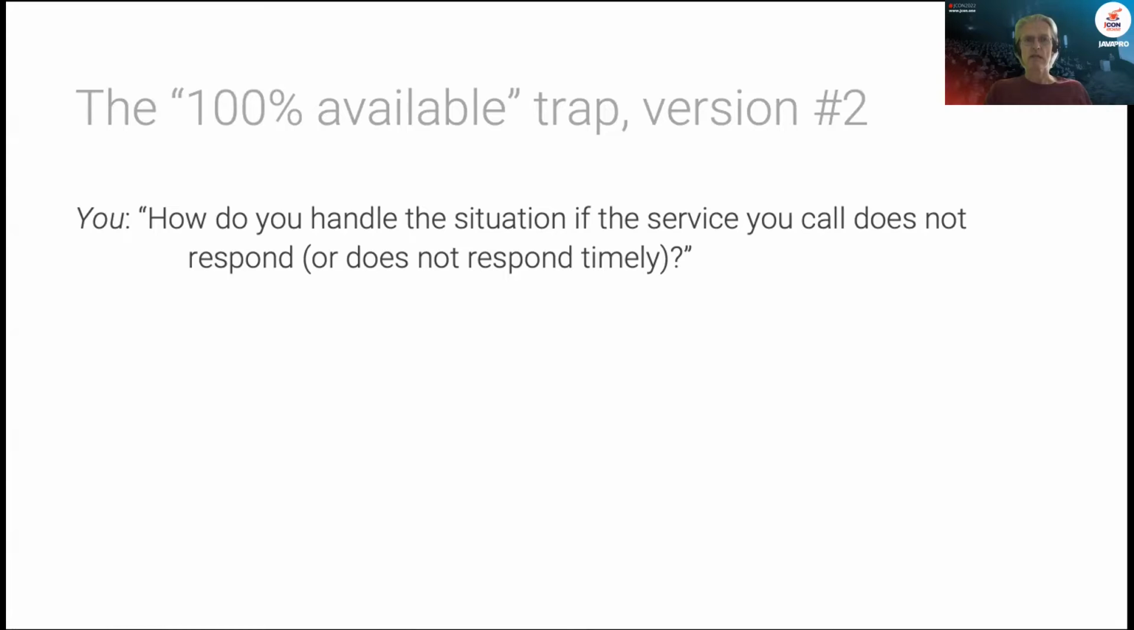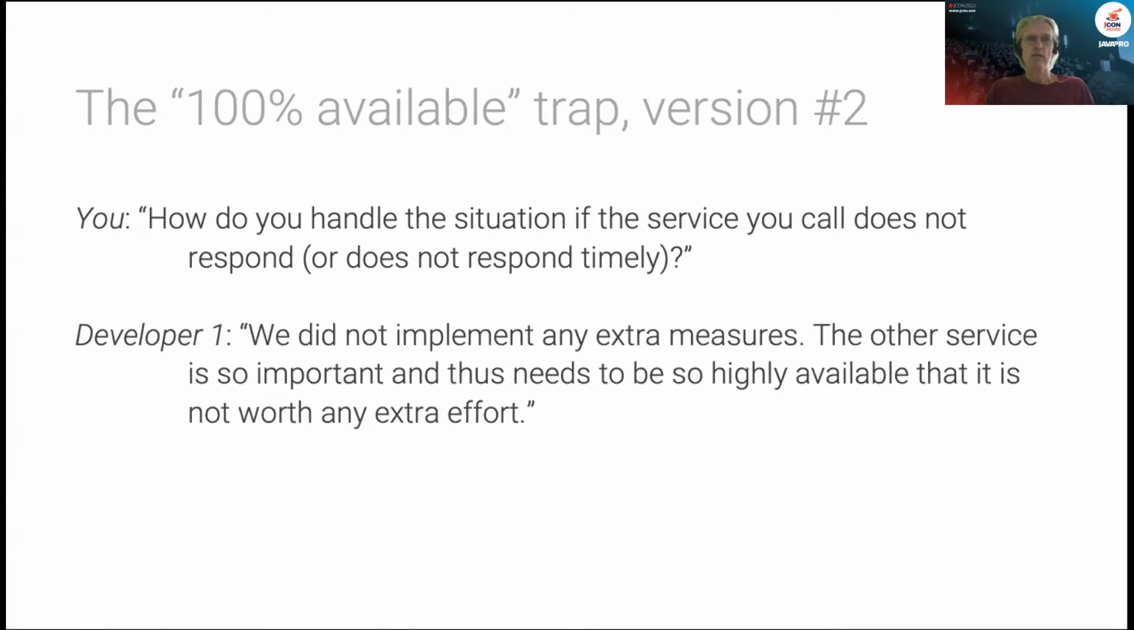And then I got the answer, well, no, we didn't do anything, because, well, I mean, this central service is so important that we have to make it highly available anyway. And so we do not think it's worth implementing anything else. So yeah, they just fell for the 100% available trap, which is assuming that they can make this service and the network connections going to that service 100% available all the time, which they can't.